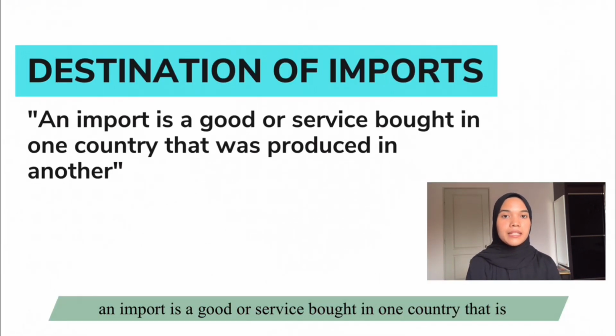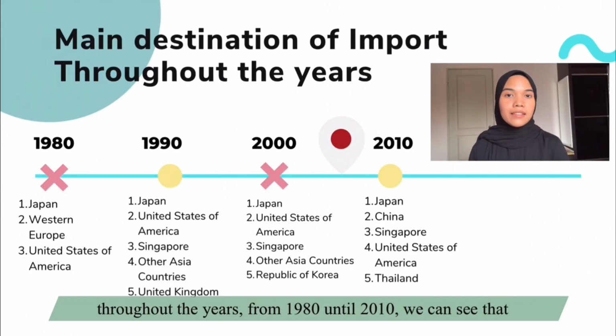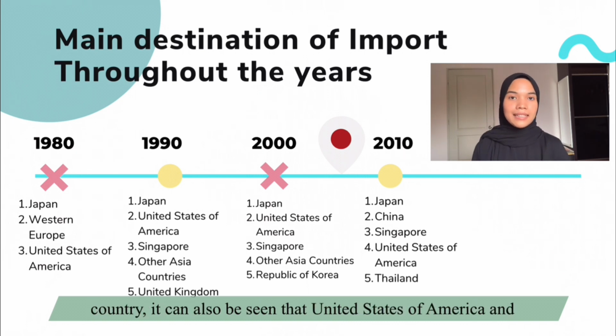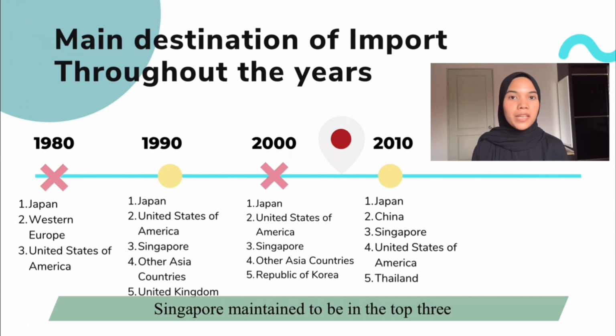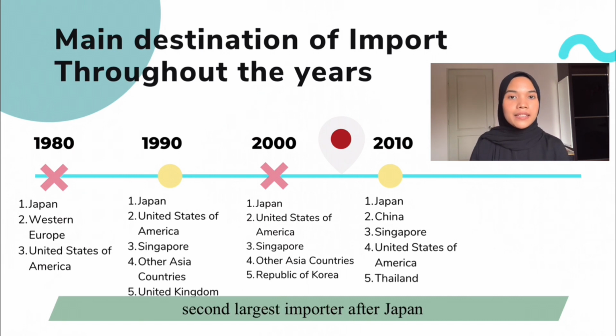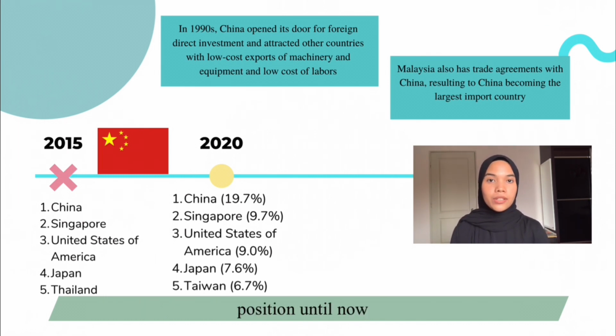An import is a good or service bought in one country that is produced by another. Throughout the years from 1980 until 2010, we can see that Japan maintained to be the first in ranking of our main import country. It can also be seen that United States of America and Singapore maintained to be in the top 3. However, in 2010, China climbed up the ladder and became the second largest importer after Japan. After 2010, China became our largest importer and retained its position until now.